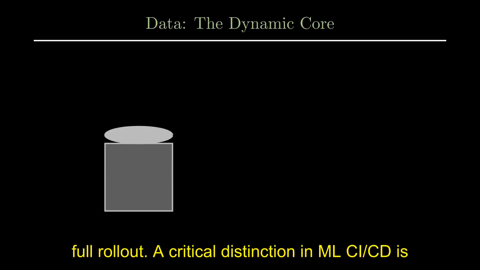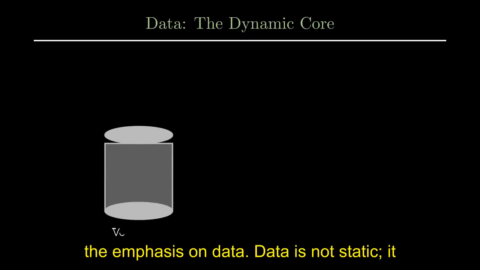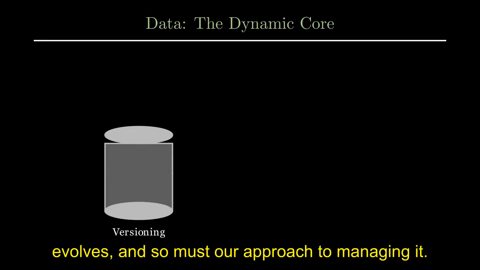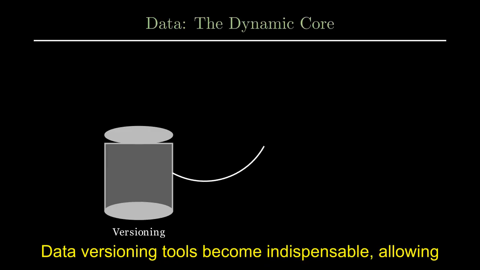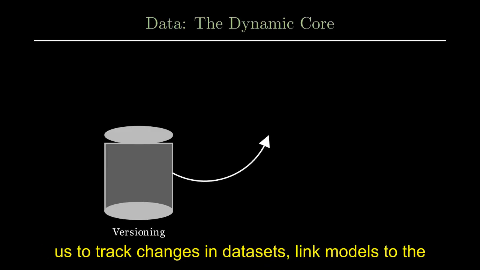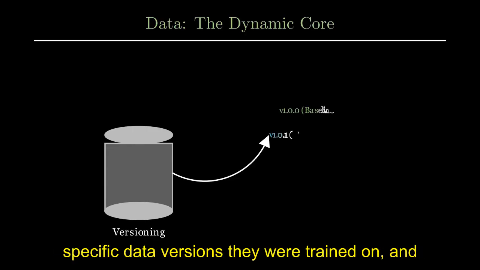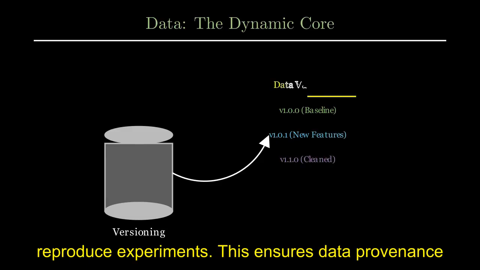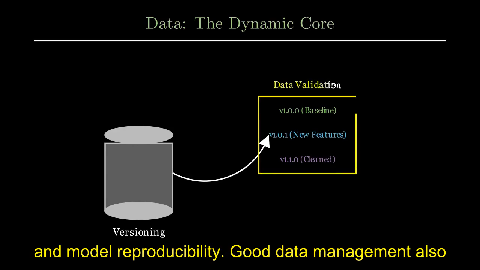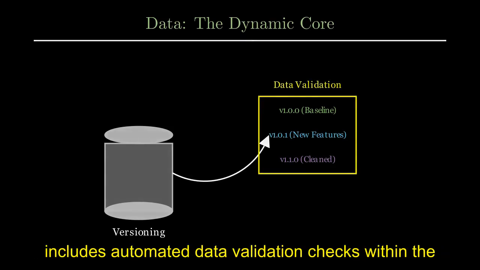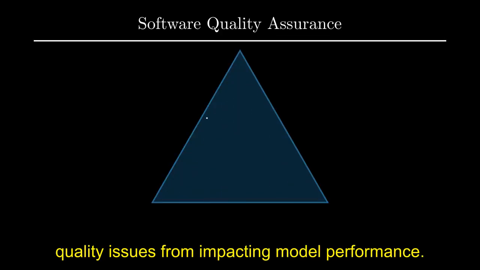A critical distinction in ML CI/CD is the emphasis on data. Data is not static, it evolves, and so must our approach to managing it. Data versioning tools become indispensable, allowing us to track changes in datasets, link models to the specific data versions they were trained on, and reproduce experiments. This ensures data provenance and model reproducibility. Good data management also includes automated data validation checks within the pipeline, ensuring that new data adheres to expected schemas and distributions, preventing subtle data quality issues from impacting model performance.